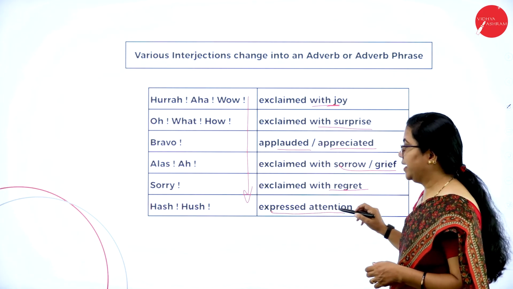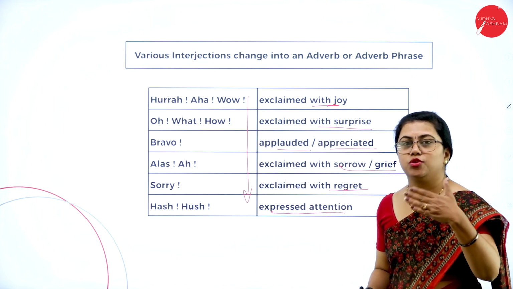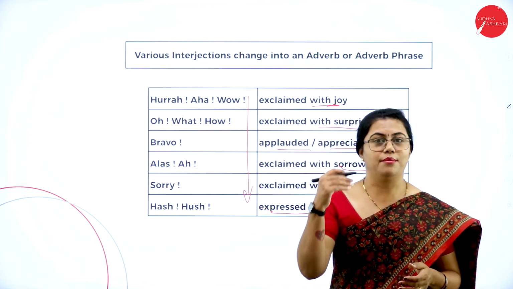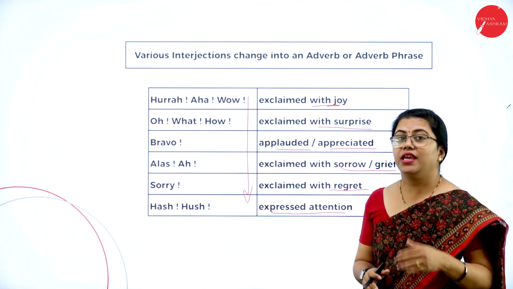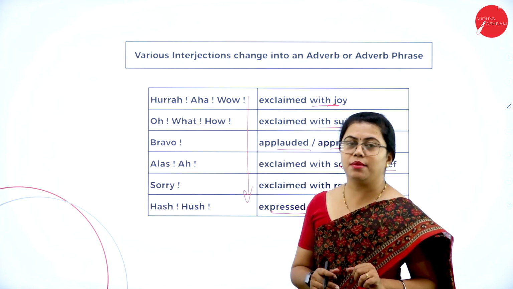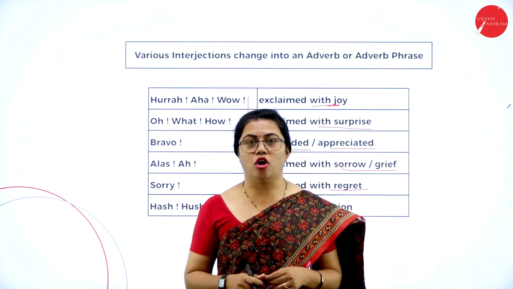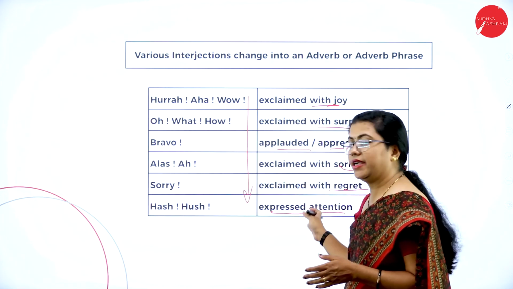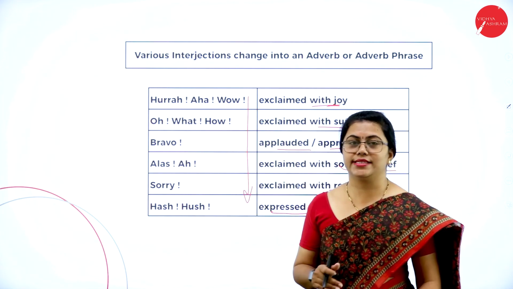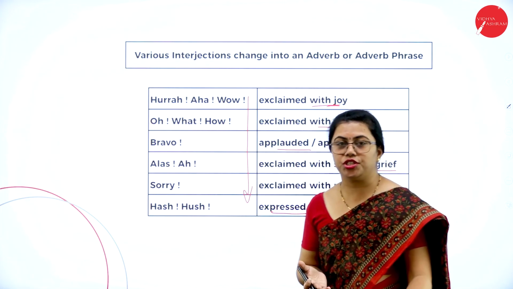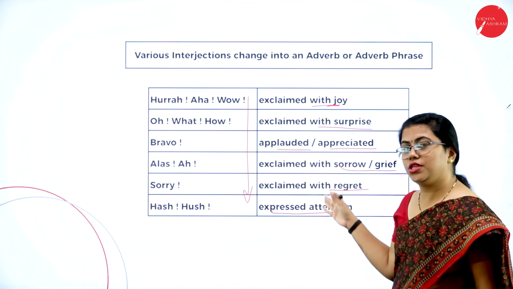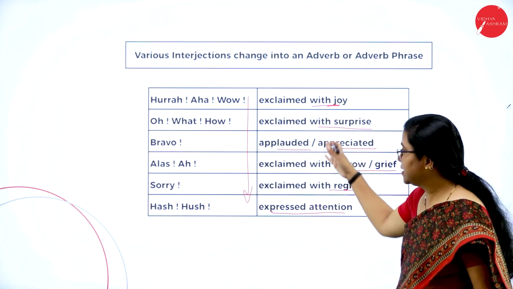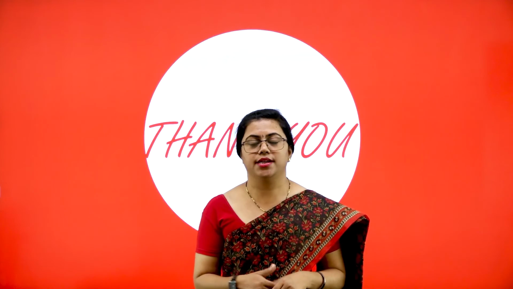Then expressed attention, that is hey, hush, means you call somebody, right? "Shh, come here," you say. So that is nothing but expressed attention. He expressed attention by calling his name. "Shh, come here," maybe Tom or something like that. He expressed attention towards Tom by calling his name. So this is how you change it. So whenever you have interjections, you have a liberty of using your own words. So this is left to you. You can use it as the context demands.